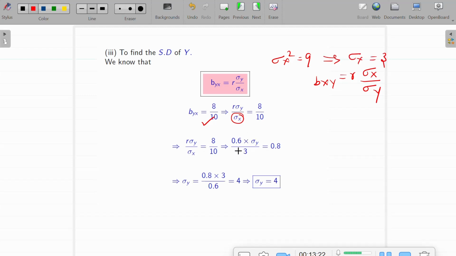So substitute all the terminologies and finally find what is your sigma y. It's going to be 4. So in this problem, they have asked us to find the mean value of x and y, which we completed because the regression lines pass through the mean value.